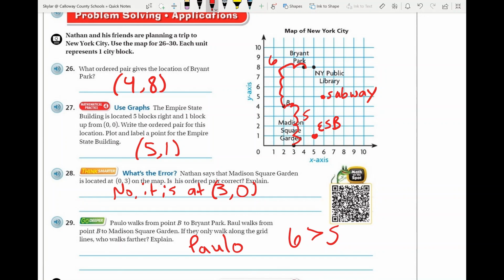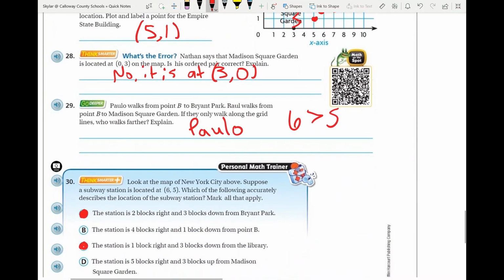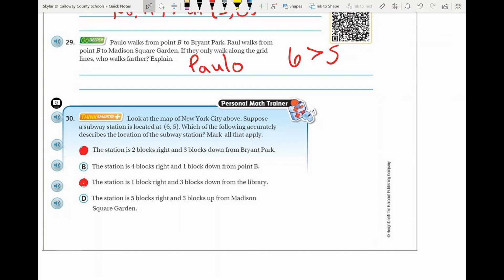Nice job. Everybody's happy. And then scrolling down to the bottom. 30 is only going to be A and B. 4 blocks right and 1 block down doesn't work because it's actually 1 block up. And then the station being 5 blocks right and 3 blocks up is actually backwards. It should be 3 blocks right and 5 blocks up for this to be accurate.